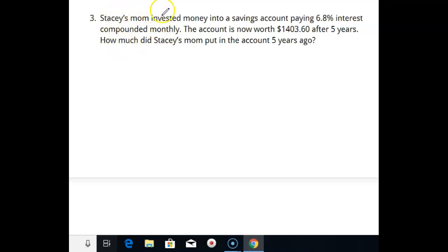Anyway, Stacy's mom invested money in a savings account paying 6.8% interest. There's our rate, compounded monthly. Monthly is our compounded time, and there are 12 months in a year. The account is now worth $1,403.60, so that's A, after 5 years, there's my T. How much did Stacy's mom put into the account 5 years ago? This time I'm looking for P.